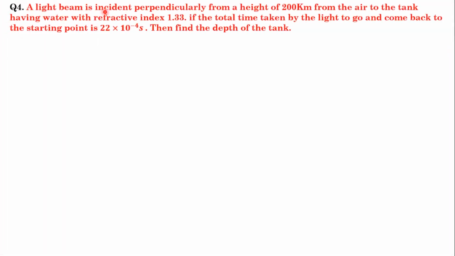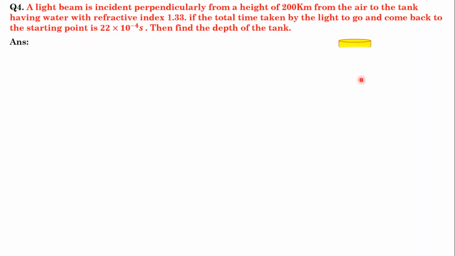A light beam is incident perpendicularly from a height of 200 km from the air to the tank having water of refractive index 1.33. If the total time taken by the light to go and come back to the starting point is 22 into 10 to the power minus 4 seconds. This value that I have given to you in your assignment sheet was misprinted. So the correct value is 22 into 10 to the power minus 4 seconds. So this value you have to take. Then find the depth of the tank.